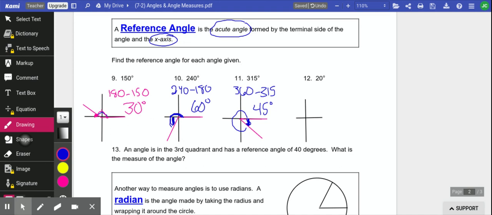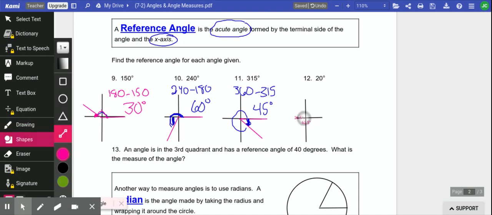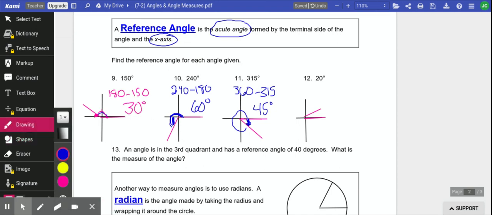All right, our last one is 20 degrees. So here's our initial side, terminal side, and we want to find the acute angle it makes with the x-axis, which in this case is just going to be 20 degrees. So as you notice from these examples, we had one from each quadrant. If you're in quadrant 1, 20 degrees is in quadrant 1, it is its own reference angle.